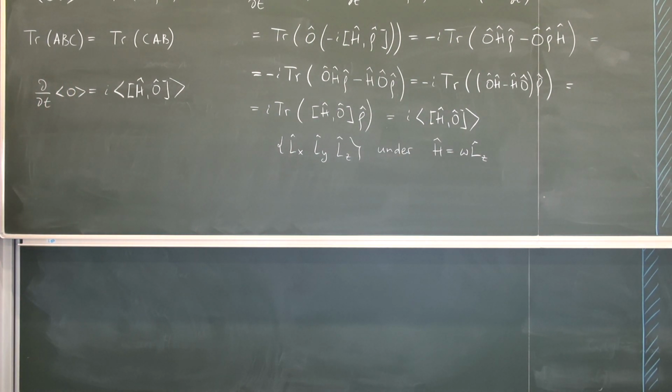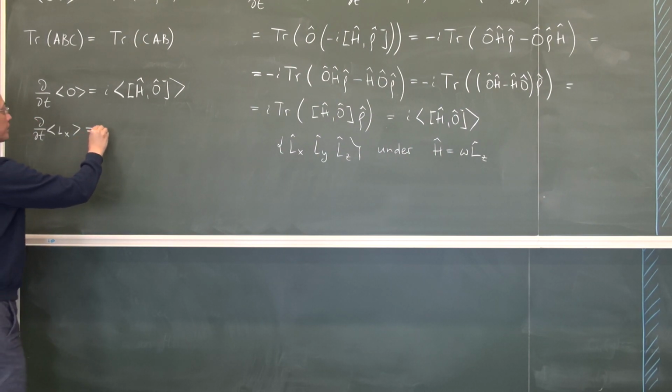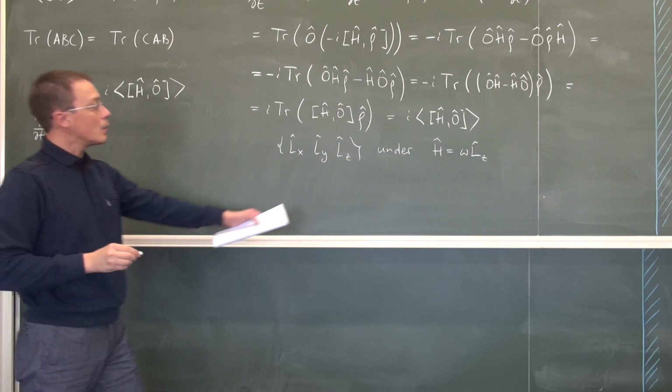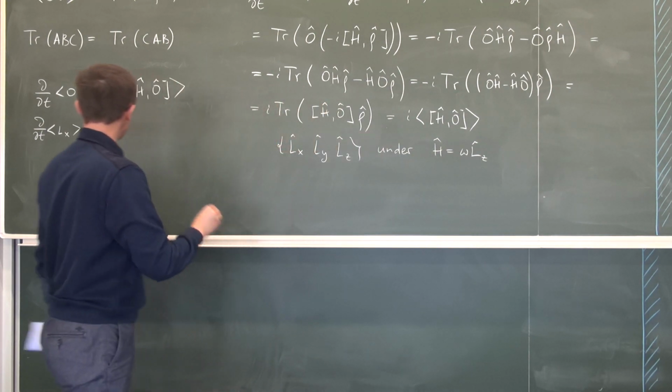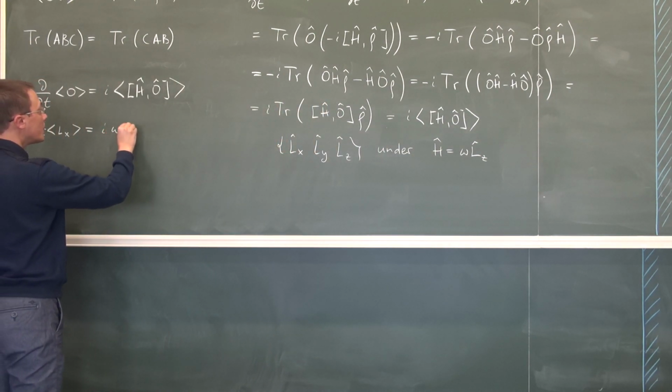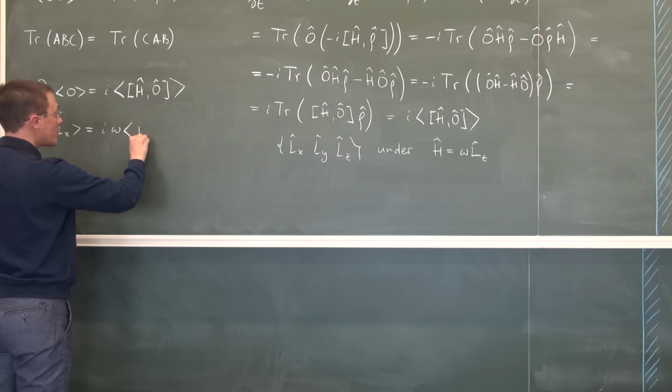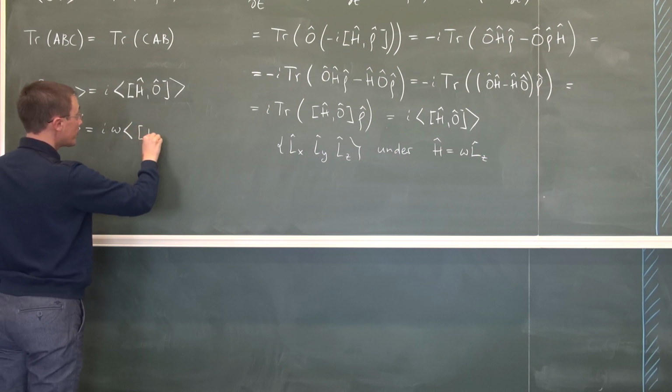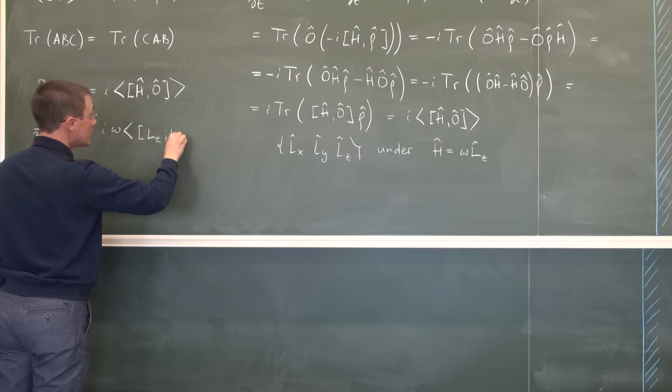Okay, so let us do that. So we would have d by dt of, starting with Lx. That would be i, and then I would take omega out of the bracket, so i omega, and then we have the observable of Lz with Lx.